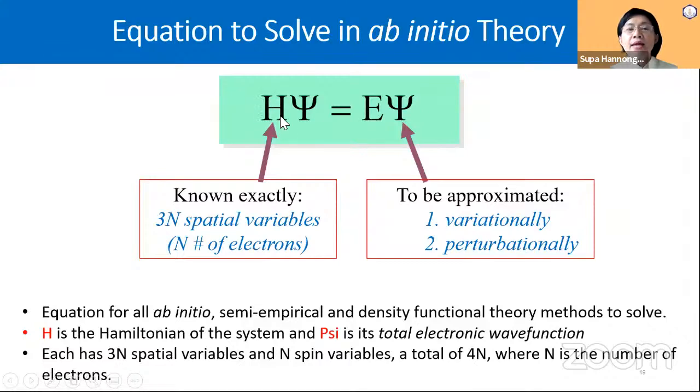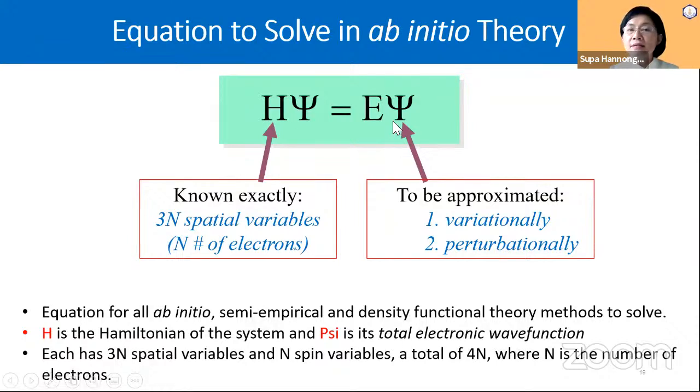And for the Hamiltonian operator, we know it exactly. We know exactly what the terms are. If you remember, nuclear repulsion, electron-nuclear attraction, the kinetic energy of the nuclei and the kinetic energy of the electrons. We count every interaction like this. And also the psi. The psi is the total electronic wave function.